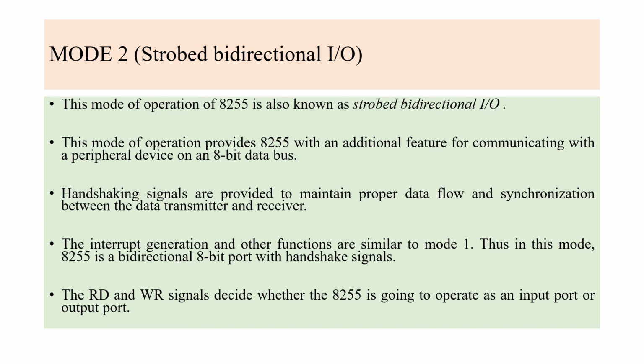Next one is mode 2. Mode 2 is strobed bidirectional input-output. This mode of 8255 provides an additional feature for communicating with the peripheral device on an 8-bit data bus. Handshaking is also provided. The difference is that in this mode 8255 is a bidirectional 8-bit port with handshake signals, while in the previous modes bidirectional input-output was not possible. Only one direction was possible.